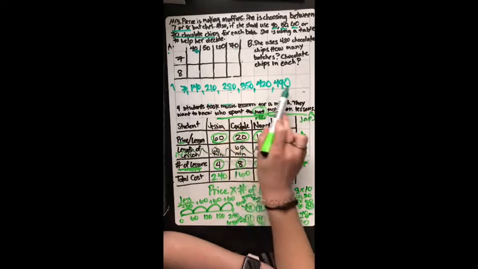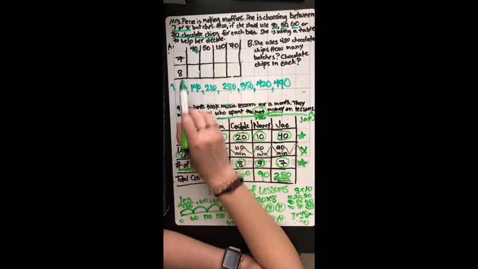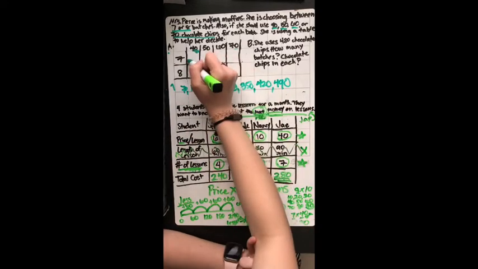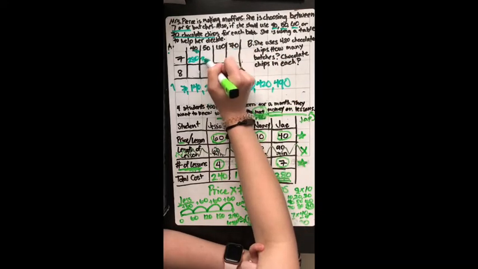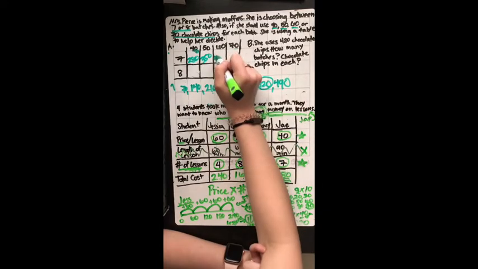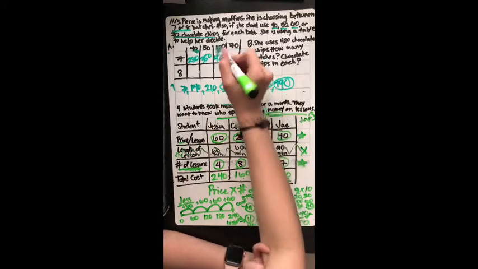Now I'm going to take these facts that I skip counted out, and I'm going to put them into my table. 7 times 40 was 280. Then I've got 350. 7 times 60 gave me 420. And then last but not least, 7 times 70 gave me that 490.